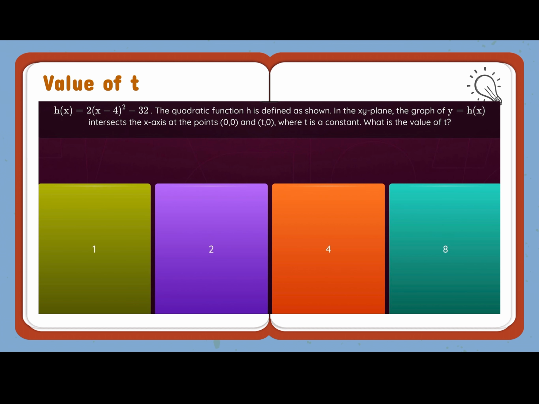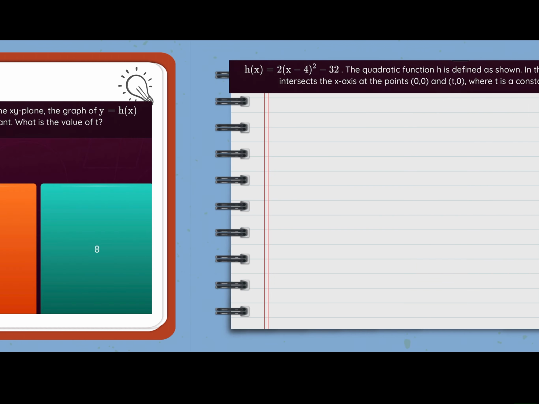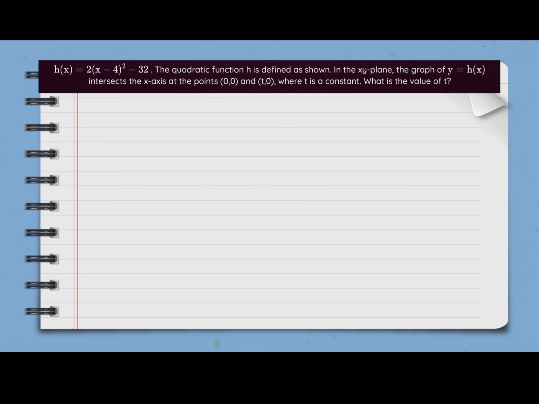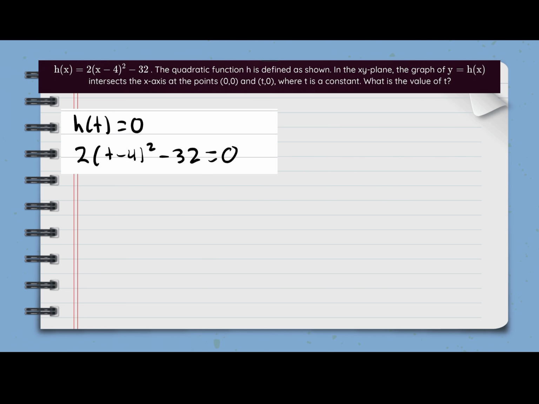Okay, value of t. We have h of x equals 2 times (x minus 4) squared minus 32, and they intersect at (0, 0) and (t, 0), and t is a constant, and we need to find t. Now, we are given y equals h of x, which, considering it intersects the x-axis at (t, 0), we do know that h of t just equals 0. And using that, we can have our initial condition.